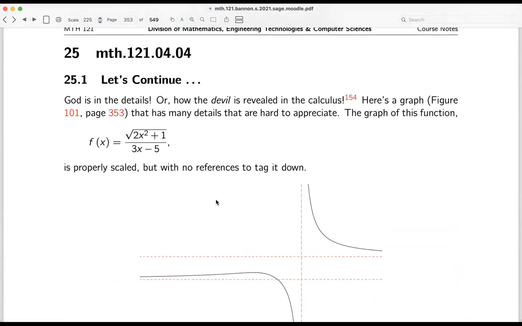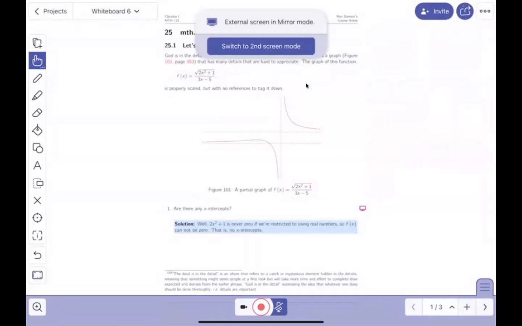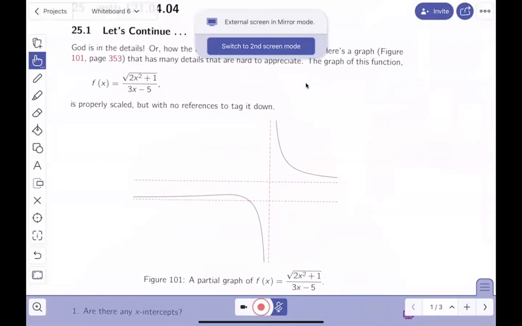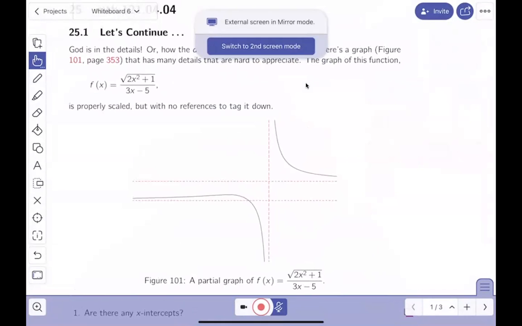So I'm going to switch screens. And I'm going to go to my whiteboard. And let's take a look. And what am I seeing over here? I'm seeing I got a function, I got a picture of it. And I just want to go through the pre-calculus of it.